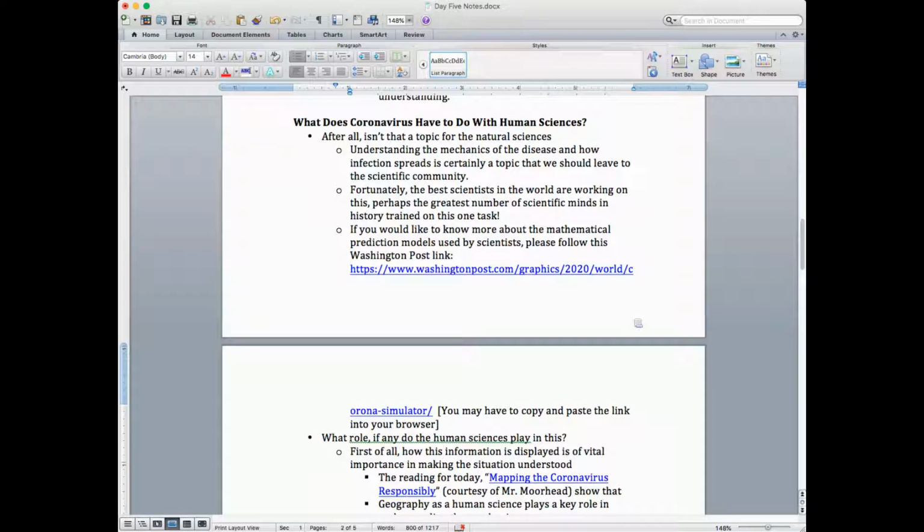Fortunately for all of us, the best scientists in the world are working on this. Perhaps this is the greatest number of scientific minds in human history trained on one task.